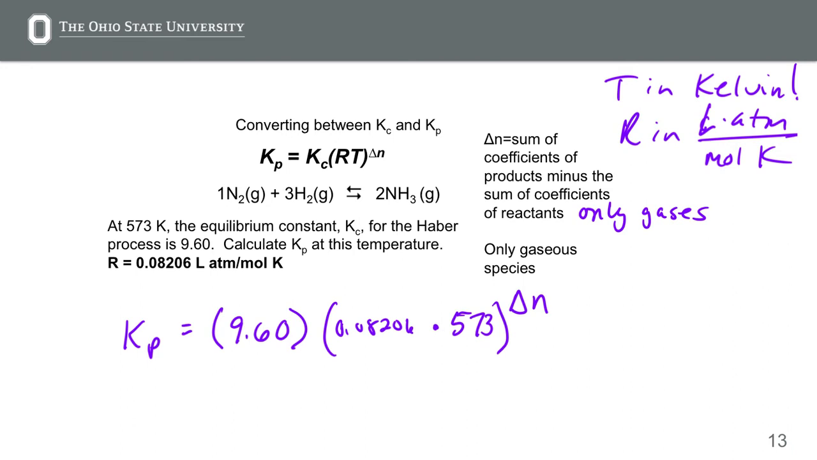For our equilibrium with ammonia, everything's in the gas phase, so all of the reactants and products will count. And so we look at the stoichiometric coefficients. For the product side, we have 2. And for the reactant side, we have a total of 4. So we're going to take the sum of the coefficients of the products minus the sum of the coefficients of the reactants, and we'll end up with minus 2 for this example.